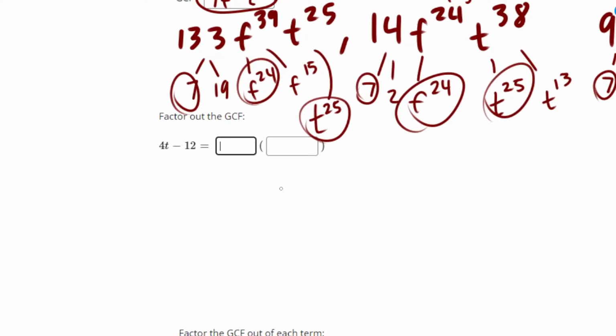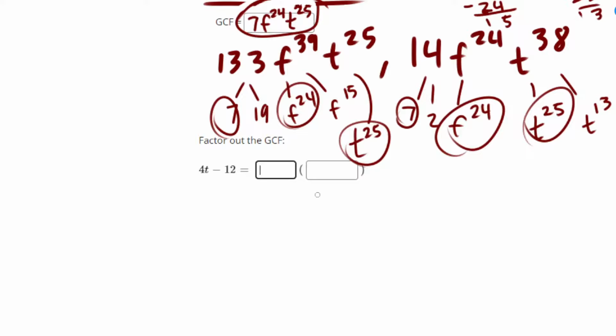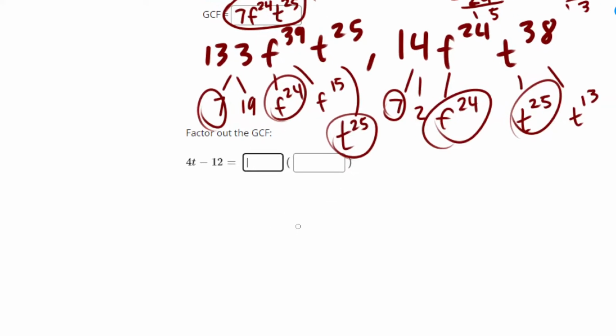It says factor out the GCF. Now, this is almost exactly the same. However, this time it's not separated by commas or ands. It's separated by subtraction. In some cases, addition. Now we want to say, what can we take out of here? What can we divide out of here?